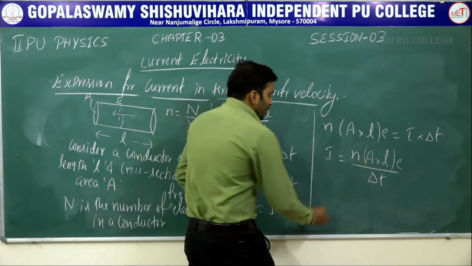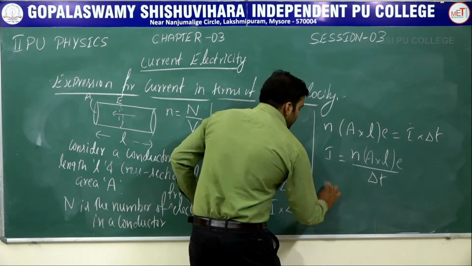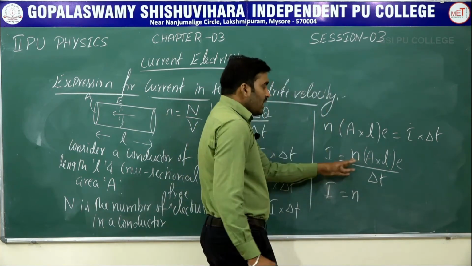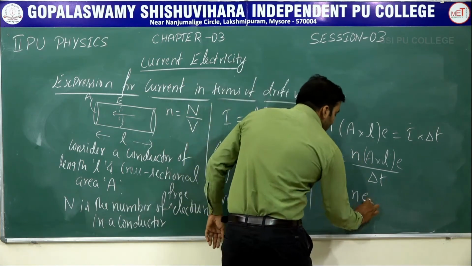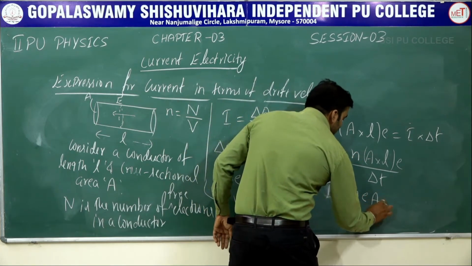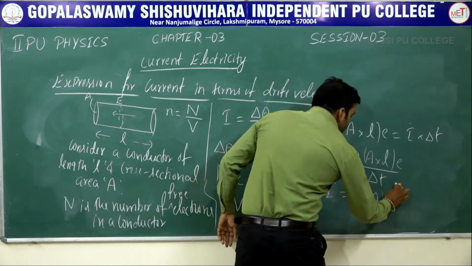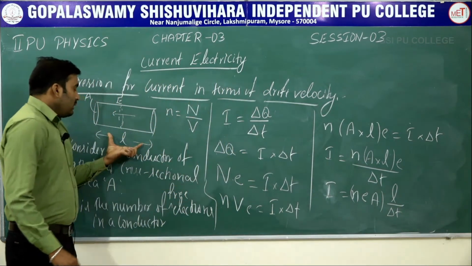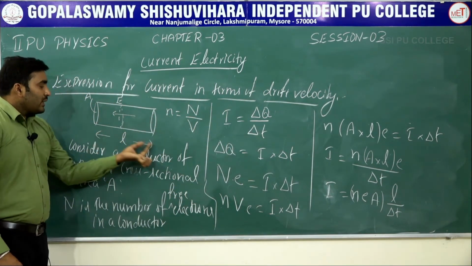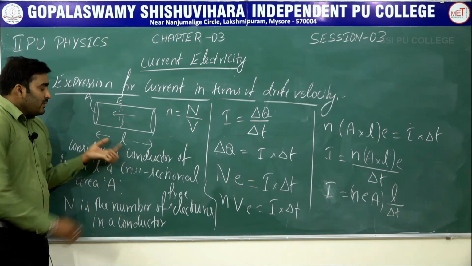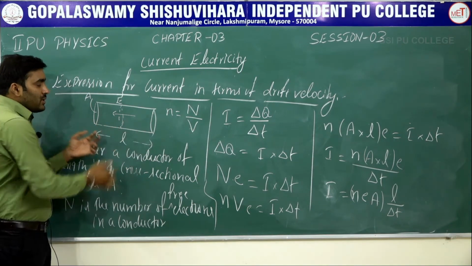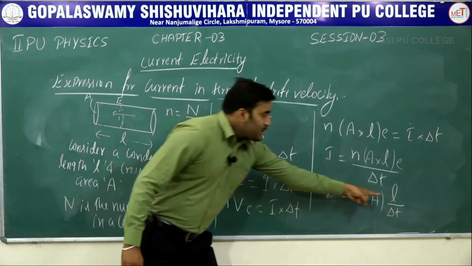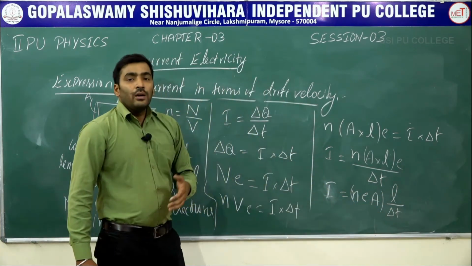Taking this A, I will write the constants inside the bracket, n e A, and L divided by delta T. See, this is the length of the conductor. The length of the conductor divided by time. This length is just like a displacement of electrons. From here to here, this length is nothing but a displacement. So displacement divided by time is nothing but a velocity.